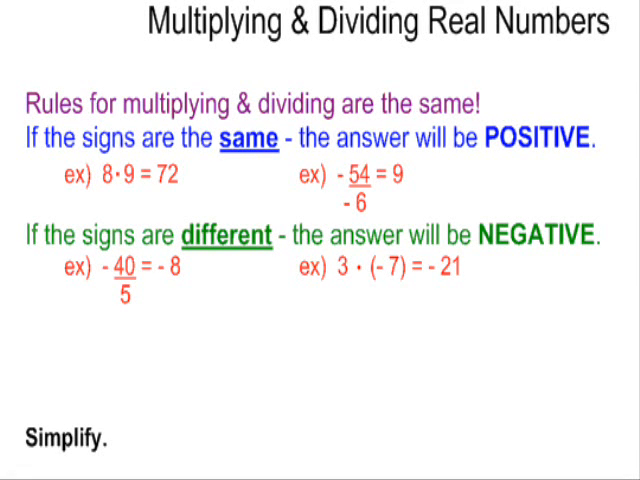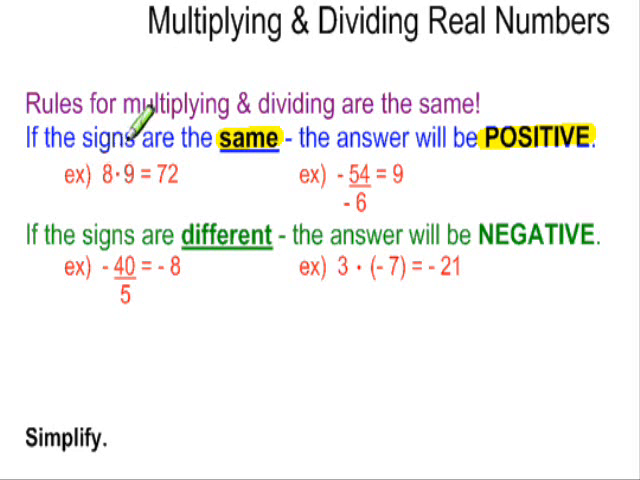Today's real numbers video will be relatively simple because we only have two rules to remember. And the good news for us is that both of these rules apply to multiplication and division. So our first rule states that if the signs are the same, the answer will be positive. So if we have two positives or two negatives in our problem, no matter what, the answer is going to be positive when we're multiplying and dividing.